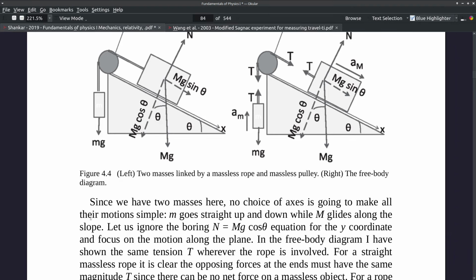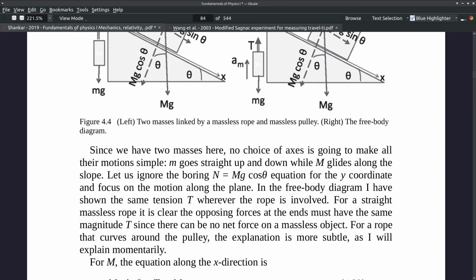Okay. Since we have two masses here, no choice of axis is going to make all their motions simple. m goes straight up and down while M glides along the slope. Let us ignore the boring n equals mg cosine theta equation for the y coordinate and focus on the motion along the plane. In the free body diagram, I have shown the same tension T wherever the rope is involved. For a straight massless rope, it is clear the opposing forces at the ends must have the same magnitude T, since there could be no net force on a massless object. For a rope that curves around the pulley, the explanation is more subtle, as I will explain momentarily.